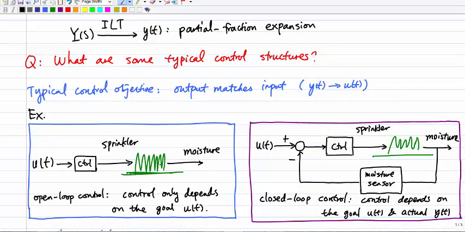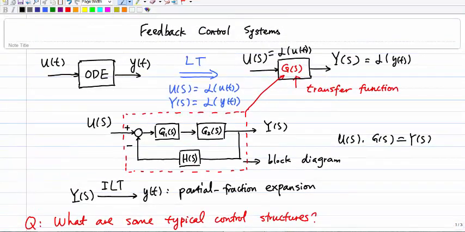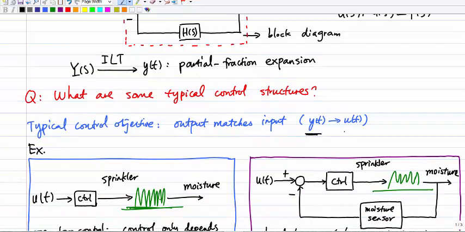The typical control objective, whether it's open loop control or closed loop control, is this: we want the output to match the input. In the previous system, with this u(t) and y(t), I basically want my y(t) to track my u(t). Of course, it doesn't happen at the very beginning. So the goal is to have y(t) go to u(t) as t goes to infinity, or I want y(t) minus u(t) to go to 0 as t goes to infinity. That's the objective.